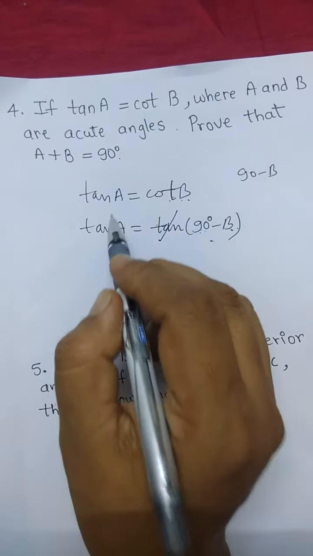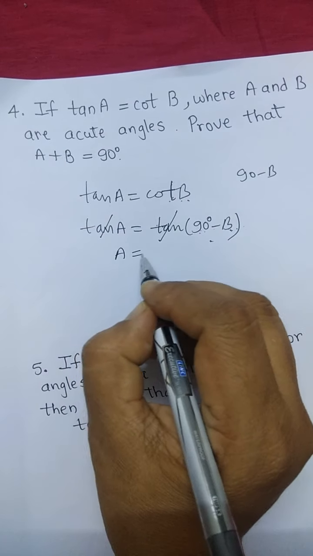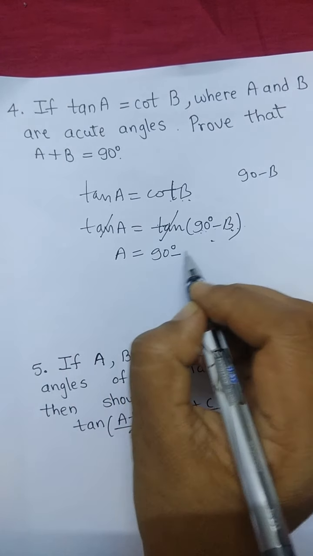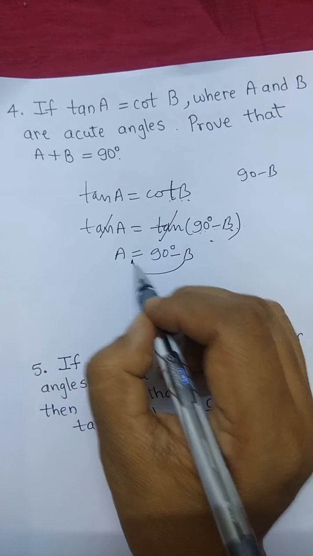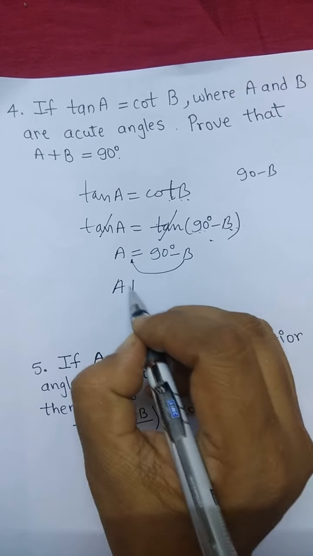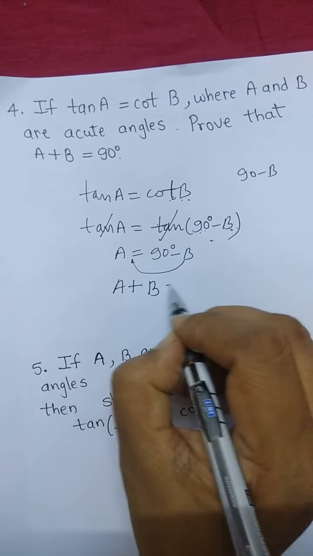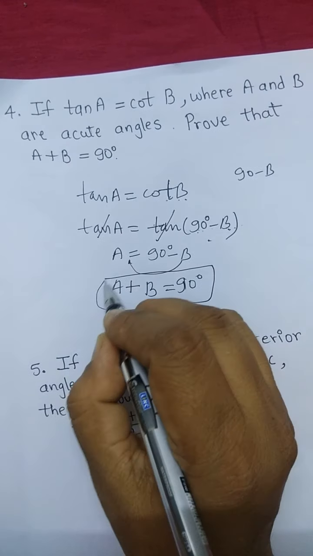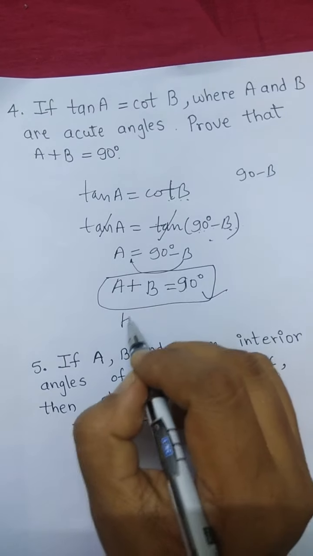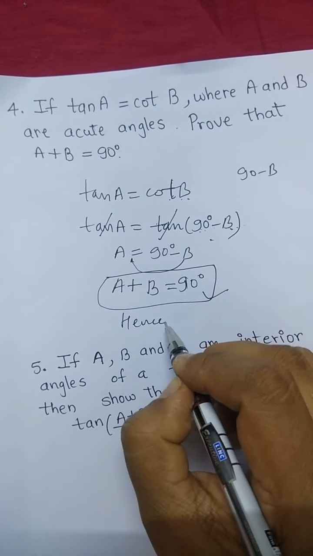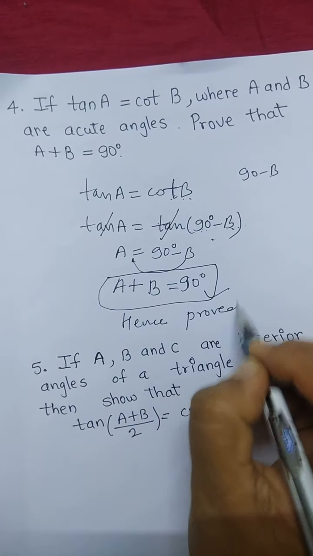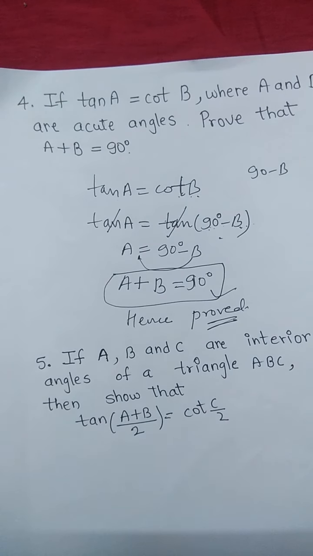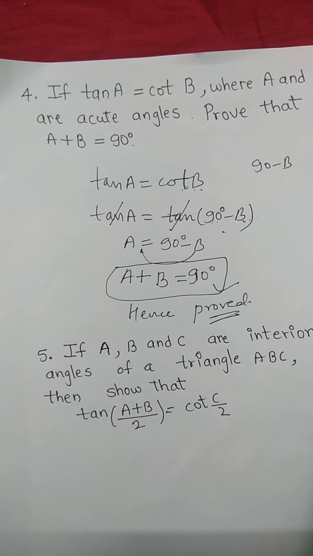Now tan will get cancelled. A equals 90 degrees minus B. Now minus B will go here. It will be A plus B equals 90 degrees. So we have proved. Hence proved. Very simple exercise it is. I hope you understood and you are getting interest also in solving such types of problems.